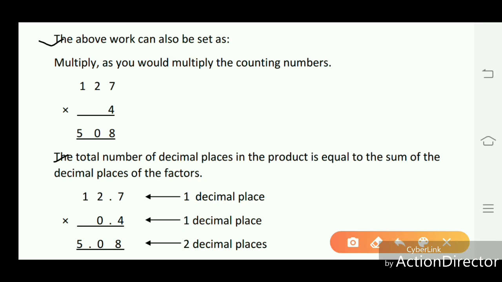Now 12.7 multiplied by 0.4. Here 12.7 has one decimal place and 0.4 has one decimal place. Total, these both numbers have 2 decimal places. So we put the point before 2 digits, starting from the unit place. So we get the product 5.08. So 5.08 has 2 decimal places.